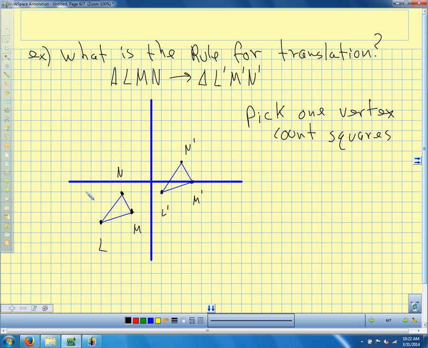L? Okay. So to get from L to L prime, I'm going to go over 1, 2, 3, 4, 5, 6. I went 6 right. So I'm starting here, 1, 2, 3, 4, 5, 6, and up, 1, 2, 3. 6 right, up 3. So that's my rule. 6 units right, up 3 units, and I could pick any vertex and count that way as well.